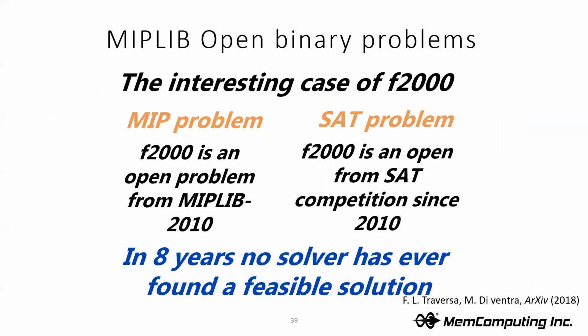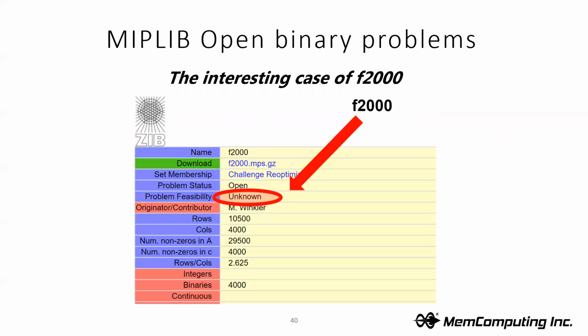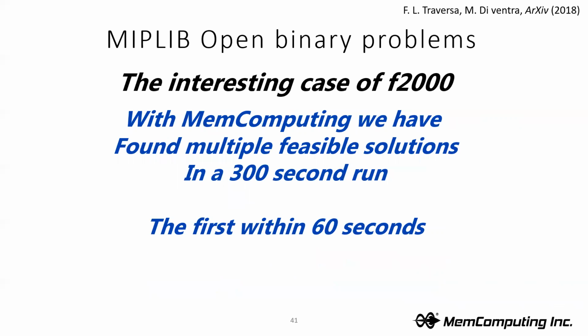And it is very, very hard. It's been there 8 years. Nobody has been able to solve this problem. And we were using it just to benchmark our first release of the solver. This is back in 2018. And here, for example, this is the old web page from the library that says that the feasibility is even unknown because nobody was able to find any solution to this problem.